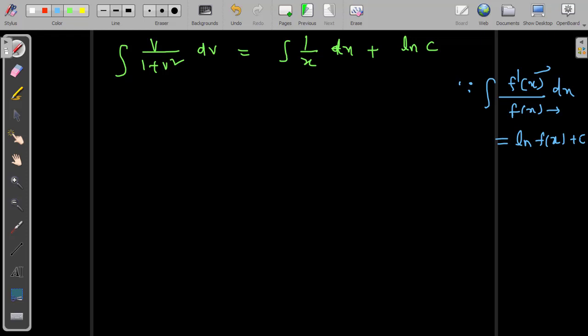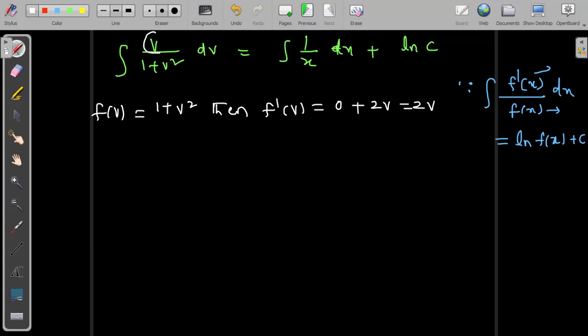So we have to check the denominator. What is the denominator here? We have in the denominator 1 plus v square. Let us say this is f of v. f of v is 1 plus v square. Then what is f dash of v? f dash of v means differentiating 1 plus v square with respect to v. First term constant, derivative 0. v square derivative 2v. So finally 2v.